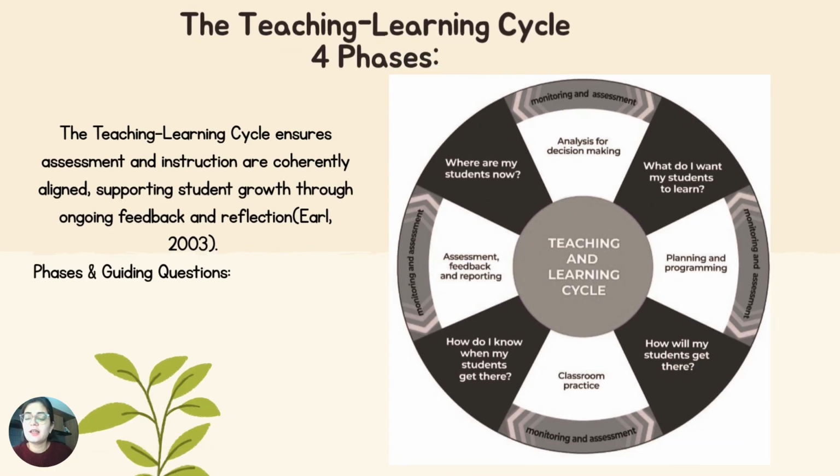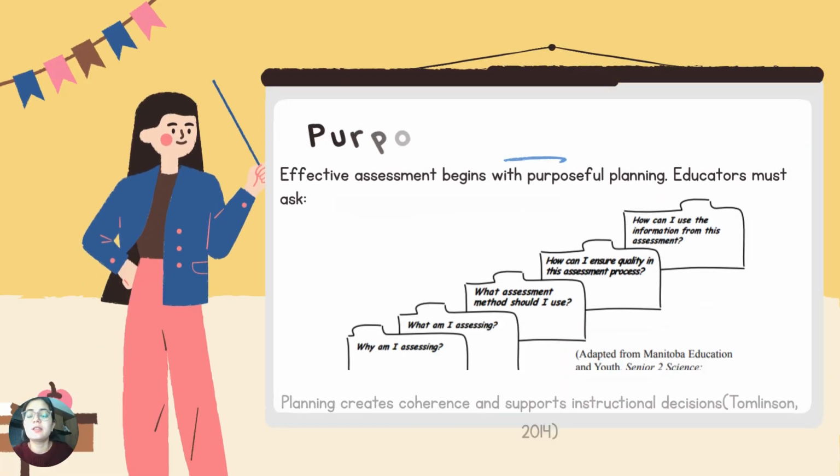Let's see the teaching learning cycle, which has four reflective phases: planning and programming, classroom practice, assessment, feedback, and reporting. Finally, analysis for decision. This cycle is key to creating coherence between our goals, strategies, and outcomes. It encourages us to reflect on teaching as a continuous, responsive process.